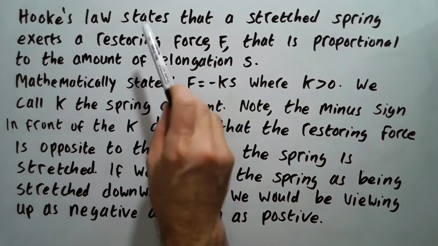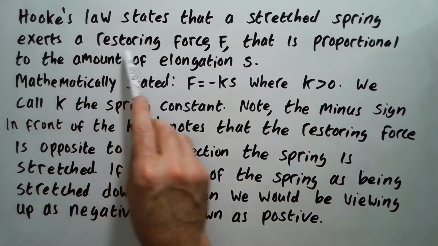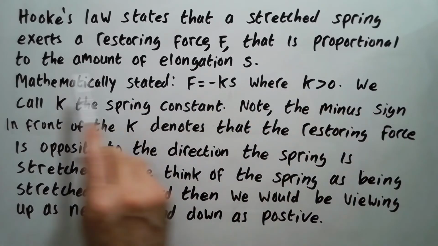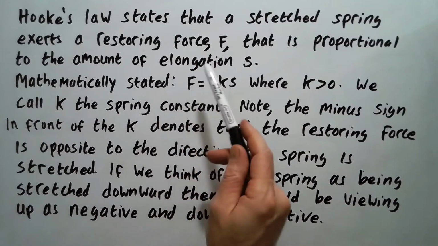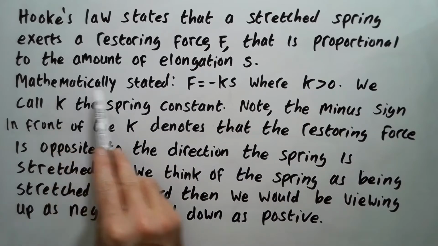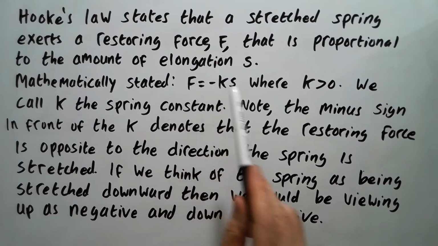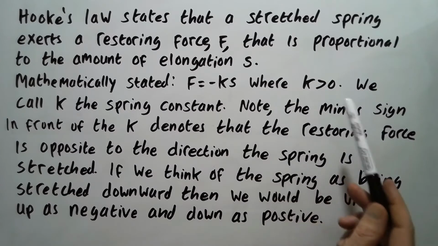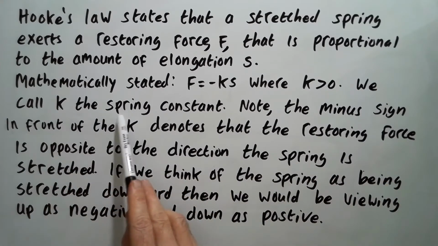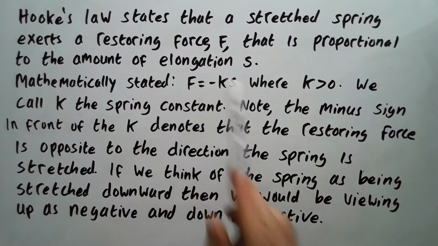Hooke's law states that a stretched spring exerts a restoring force F that is proportional to the amount of elongation or the stretch S past equilibrium. Mathematically stated, we would say that F equals negative Ks, where here K is positive and K is called the spring constant. So you might say, well, why do we have a minus sign in front here?